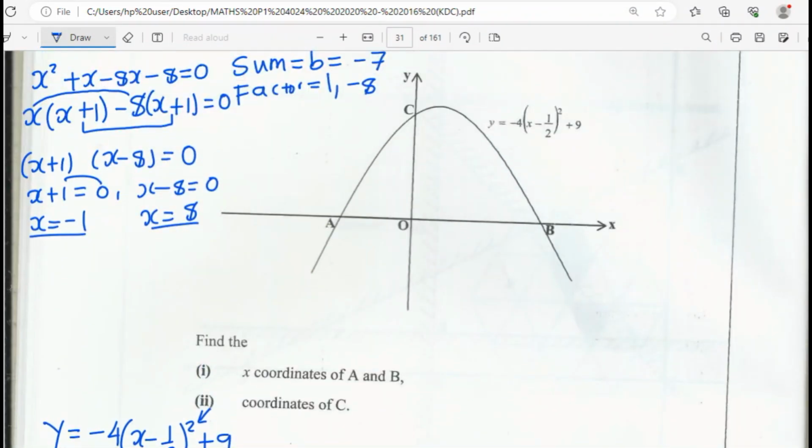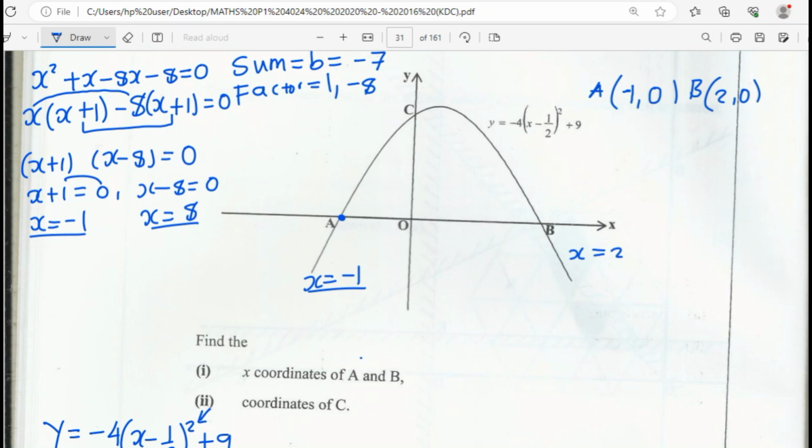So we have negative 1 comma 0, then 2 comma 0. We can see that a is on the negative part, so a is negative 1 comma 0, then b is 2 comma 0. Since we just want the x coordinate, you can just say the x coordinate for a is negative 1, the x coordinate for b is just 2.